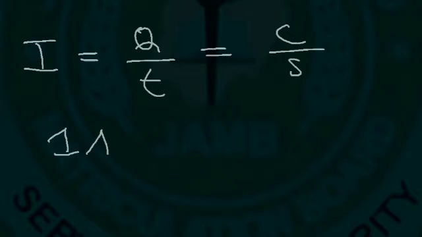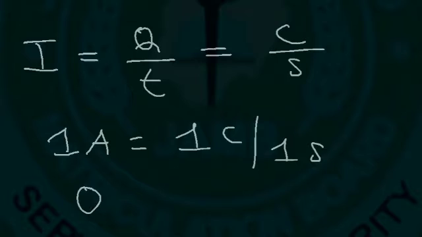Now what about current? What exactly is current? Current is a rate. Current is Q divided by T. It's the amount of charge that flows through a point per unit time. So it's coulombs over seconds. So 1 amp is equal to 1 coulomb per second. And Q is simply current times time.